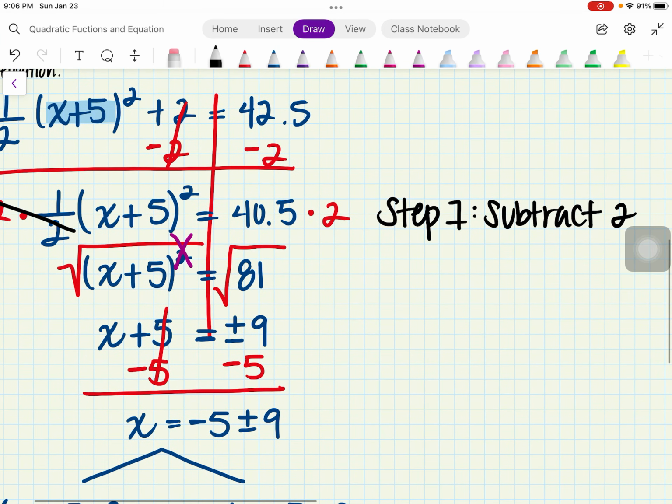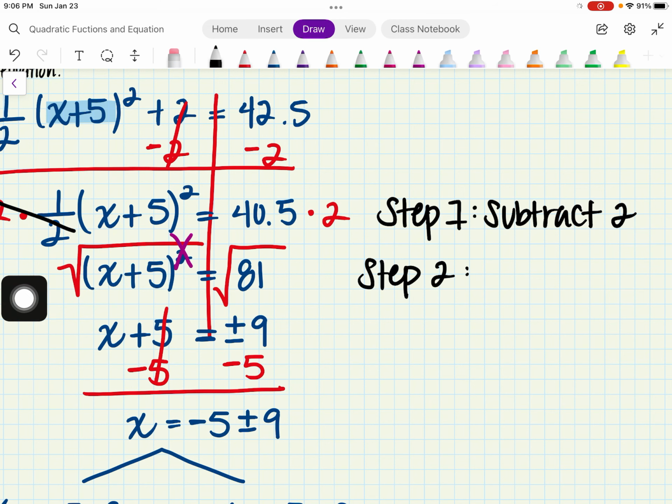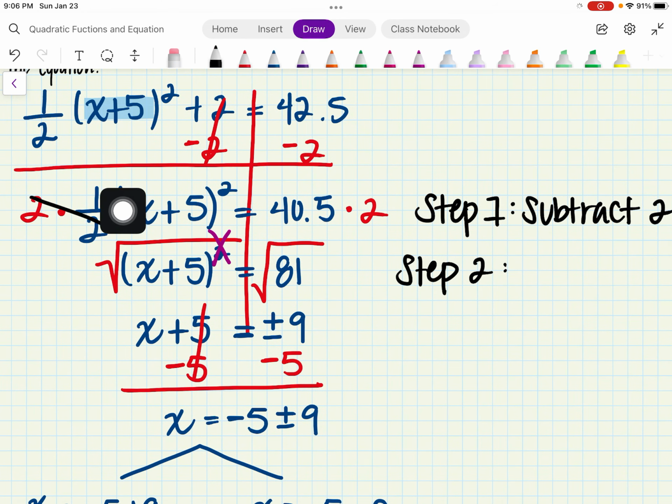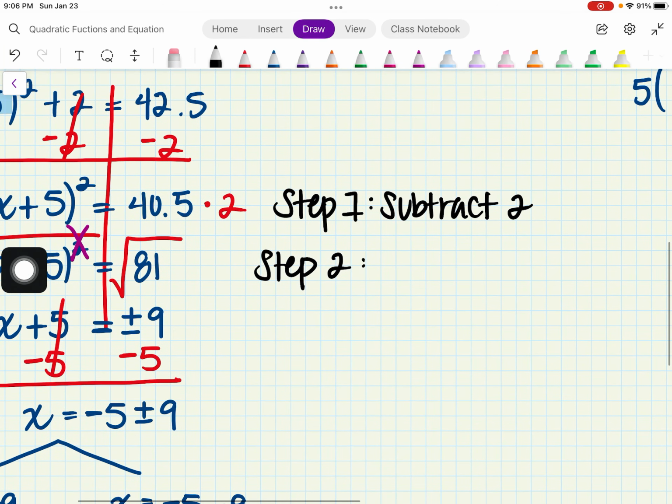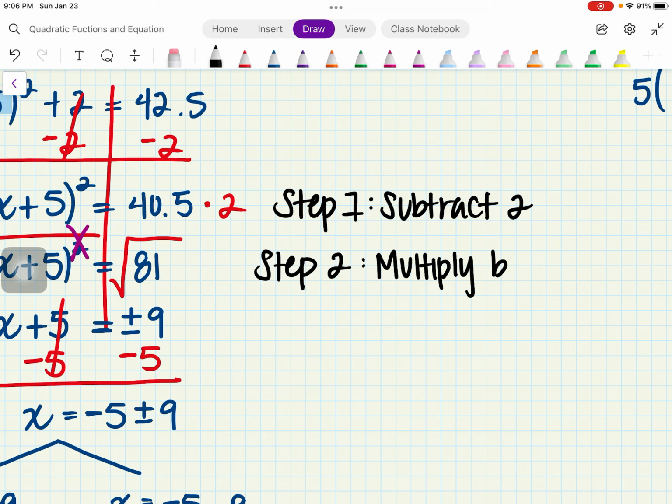All right. Now step 2 in this case is how do we go from here to there? What we eliminated here is we actually got rid of the fraction, which we did by multiplying by 2. So step 2 is multiply by 2.